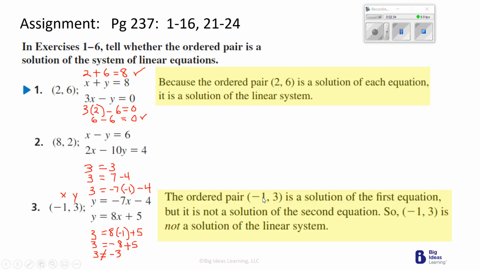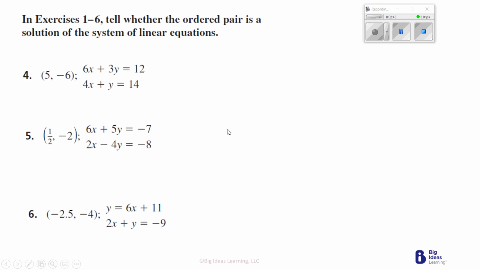The ordered pair negative 1 and 3 is a solution for the first equation, but not a solution for the second equation. So negative 1 and 3 is not a solution of the linear system. Let's move on. You have number 4 to do. I'm going to do number 5. Once again, we're just going to fill in the blanks.